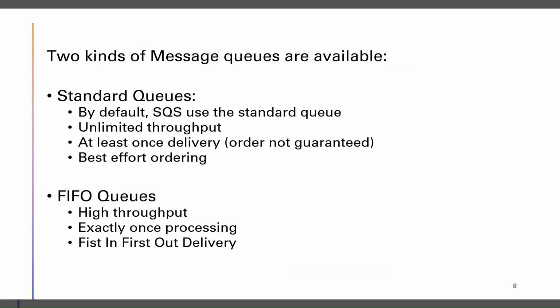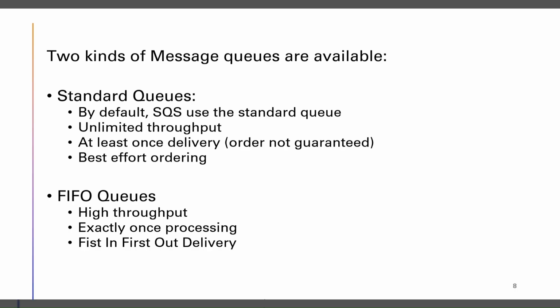We have two kinds of queues. One is standard queue and one more is FIFO queue. Standard queue supports a nearly unlimited number of transactions per second. Messages are delivered at least once, with best effort ordering, which means messages might be delivered in an order different from which they were sent, so the order is not guaranteed here.